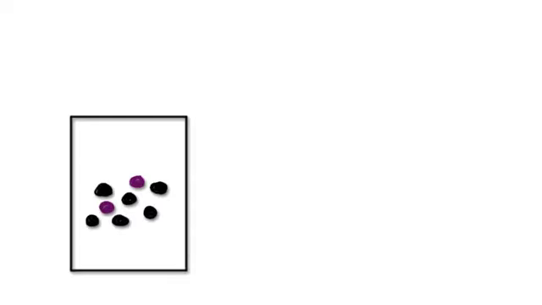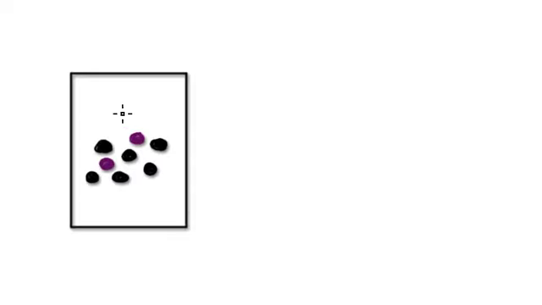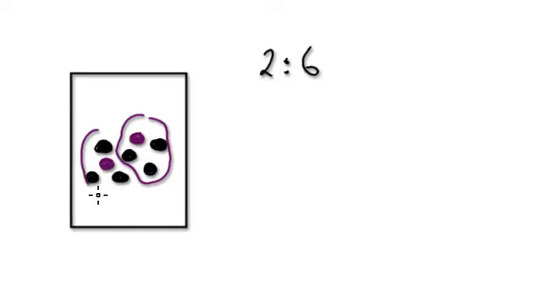Okay, let me give you guys some more practice. Imagine you've got a packet of sweets here. Inside this packet, there are purple sweets and there are black sweets. You could say that the ratio of purple sweets to black sweets is 2 to 6. But rather than saying the ratio is 2 to 6, it's better to say that the ratio of purple sweets to black sweets is 1 to 3.